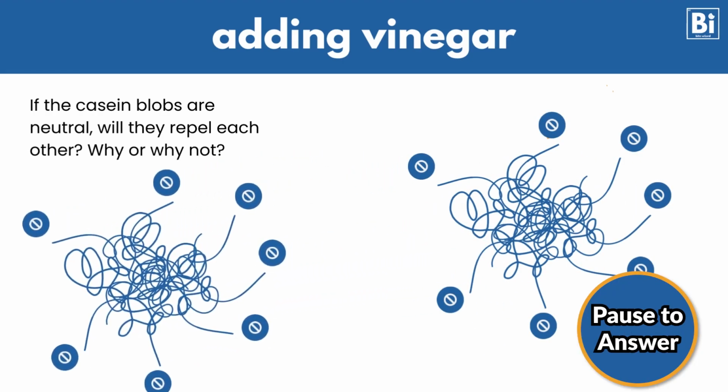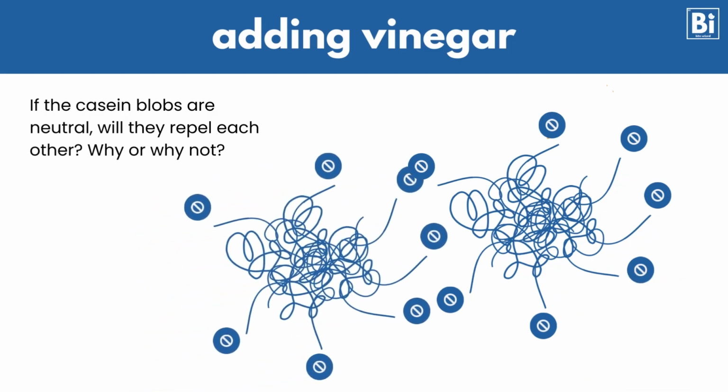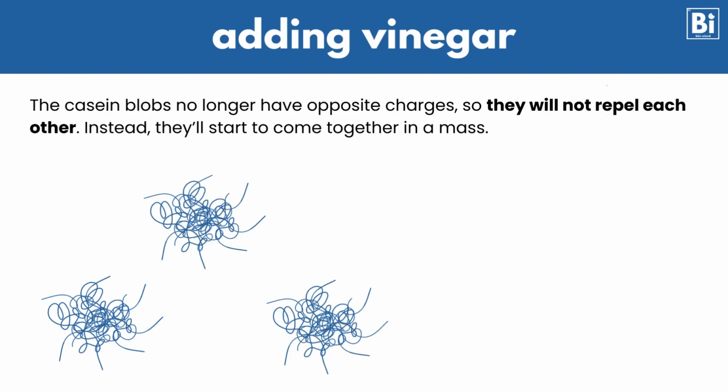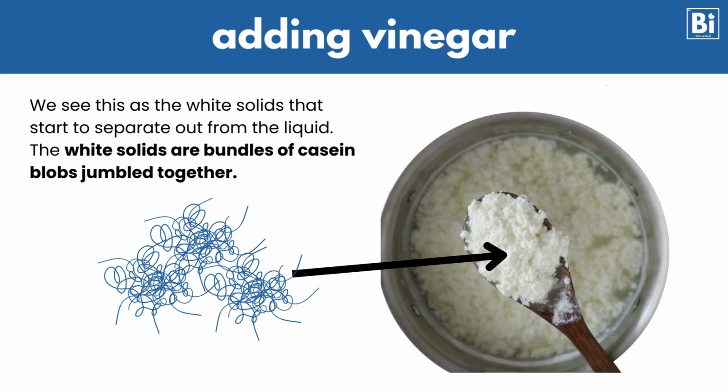Now that they're neutral, what do you think will happen when one casein blob comes in contact with another? They won't repel each other, and instead they're going to come together, and that's what we see in those white solids. This neutralization also impacts how the casein blobs interact with water.